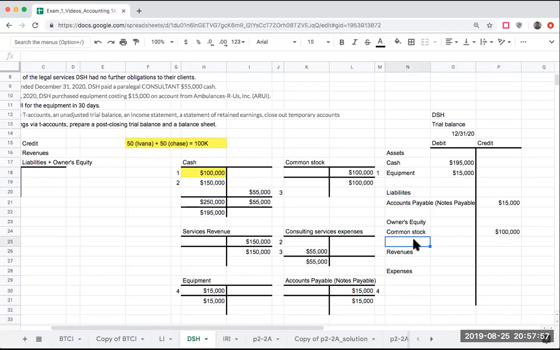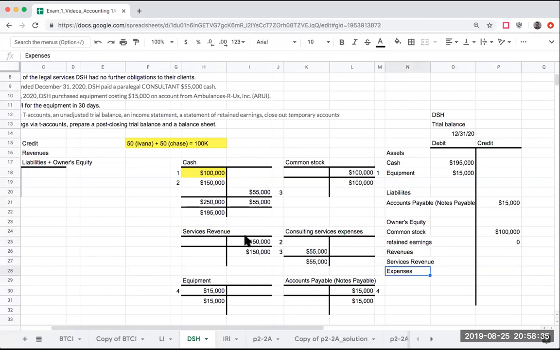Now, the other thing with owner's equity we're going to be seeing in a minute is an account called retained earnings. And this balance here is going to be 0, because this is the first year of our business. The retained earnings account is going to be important because after we prepare our income statement, we're going to have to figure out how much of those earnings are going to be retained by the corporation.